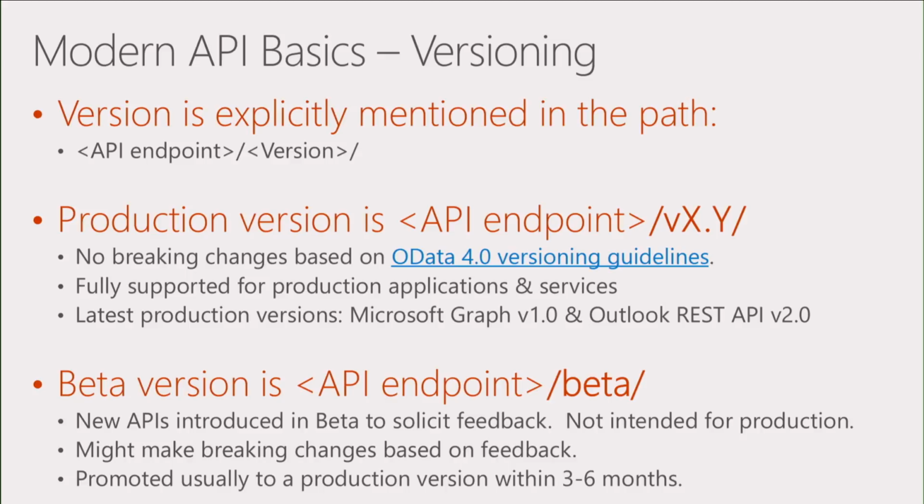We also have a beta version. If you want to use the latest greatest APIs to give us feedback, this is your opportunity. You can call APIs in beta, use them, give us feedback, and help shape the direction of the APIs before we promote them to the production version. In beta, based on the feedback we get from you all, we may make breaking changes. That's why you don't want to use it in production.